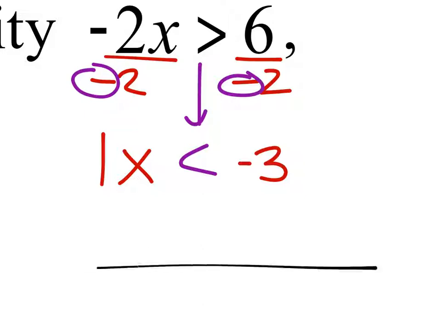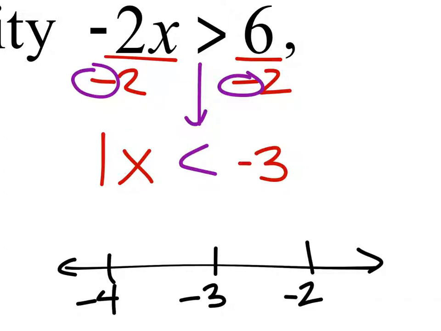And then on the number line, the negative 3 right in the middle, what's to the right of negative 3? Negative 2. To the left? Negative 4. There you go. Negative 3, open or closed? Going to the left. This one does not eat the x, so it goes to the left.